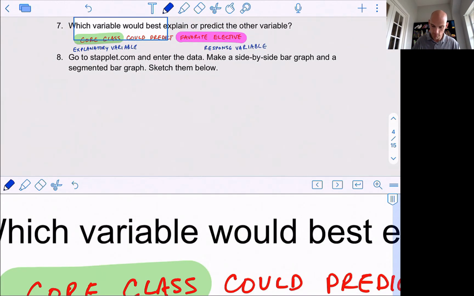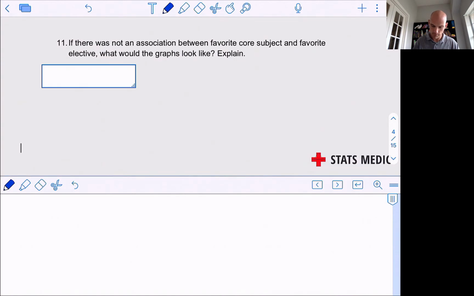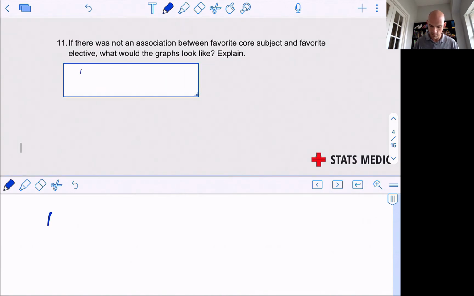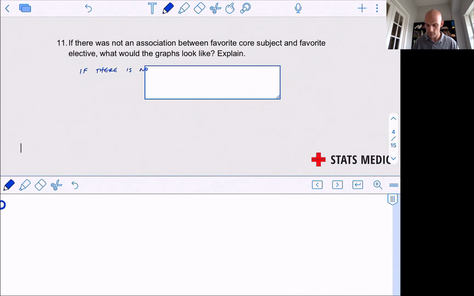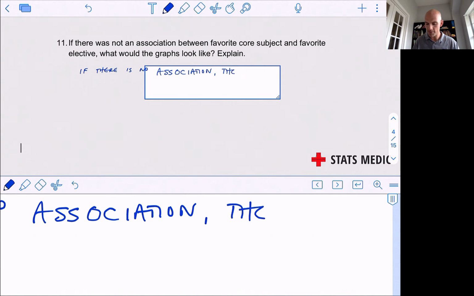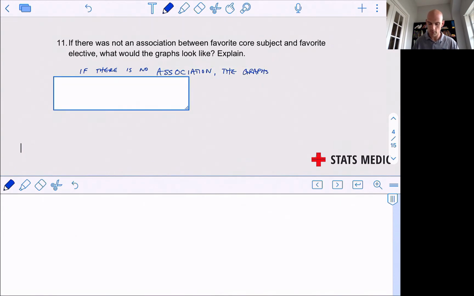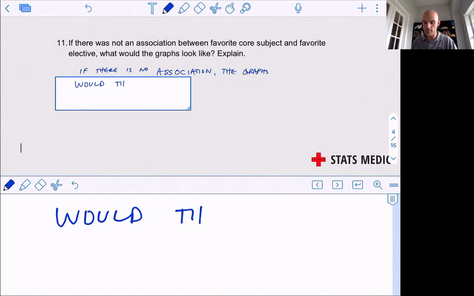If there is no association, the graphs would look, what do you say? Well, they look like if there's no association. Well, they'd actually look the same.